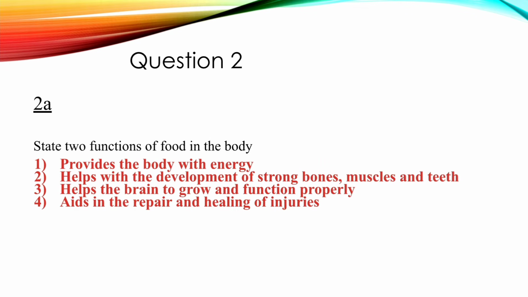All right, moving on to question 2, it says state 2 functions of food in the body, and I went ahead and I gave you 4 options. So the first option is it provides the body with energy. Next, it helps with the development of strong bones, muscles, and teeth. It also helps the brain to grow and function properly. And then finally, it aids in the repair and healing of injuries.